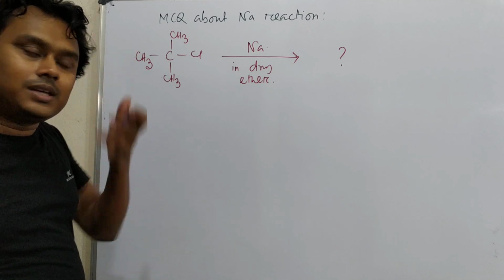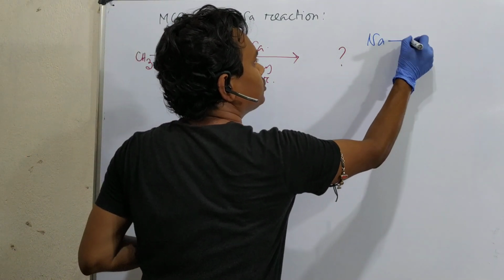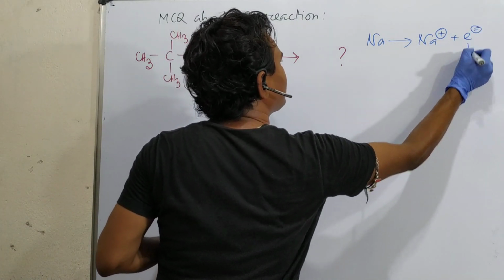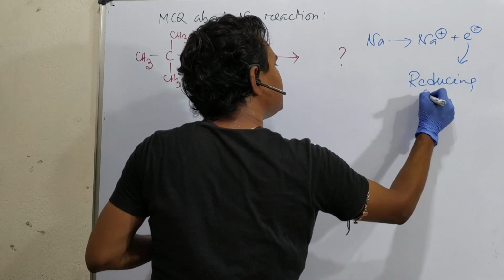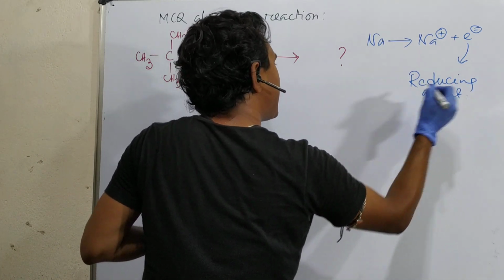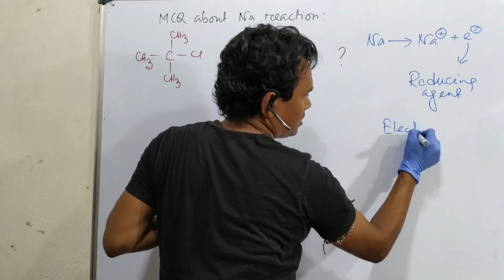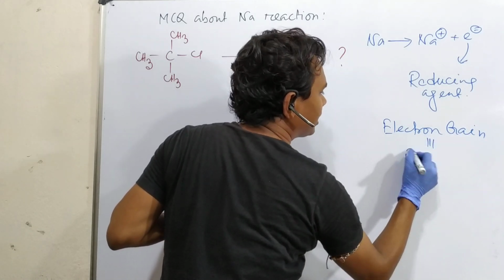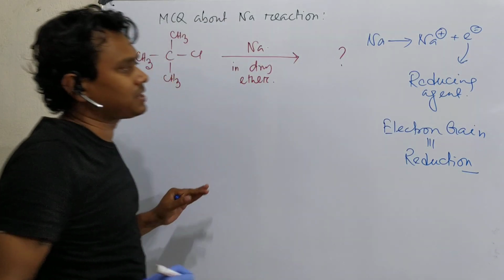Actually, sodium and dry ether. This is a metal reduction, meaning sodium produces sodium plus and an electron. This electron is actually the reducing agent, and you know that electron gain is equivalent to reduction. Now let's discuss what happens in this case.